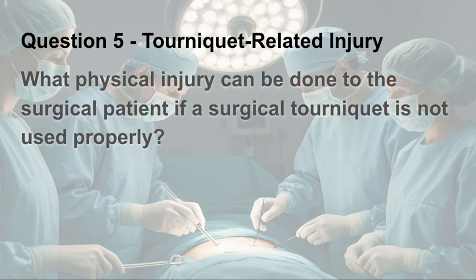And our last question: what physical injury can be done to the surgical patient if a surgical tourniquet is not used properly? How does ischemia affect muscle and skin under prolonged pressure? What kind of nerve damage can occur? How might vascular structures be compromised? Why does proper training and adherence to policies even matter for tourniquet use?